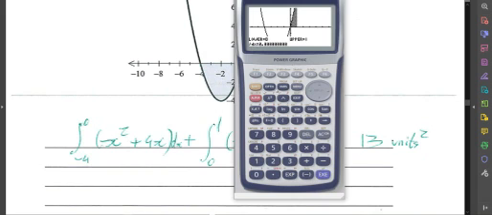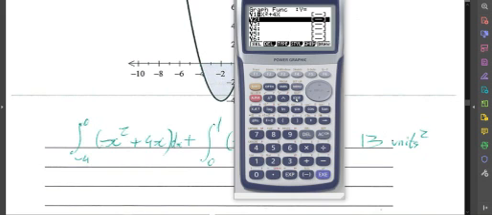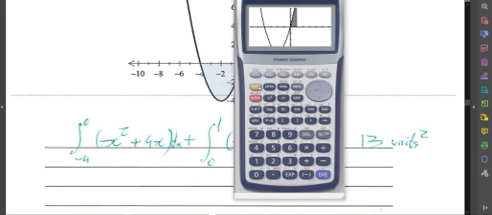Now I draw that again and do Shift G solve. Again, I want to integrate between -4, that's the lower bound, and 0. And that's -10 and 2/3.